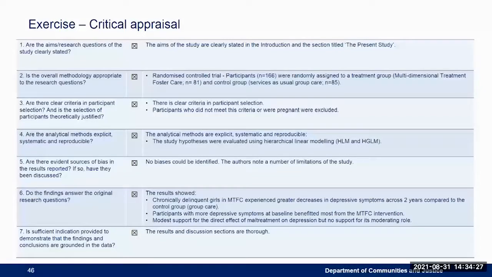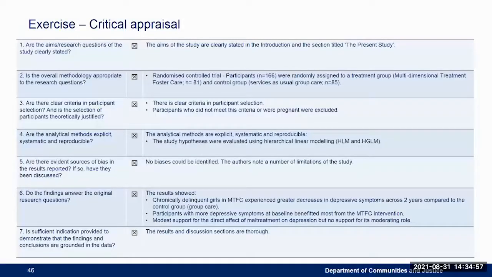Okay, is there any bias? So no, I didn't identify any biases in the article, but the researchers do note a number of limitations. The sample was selected for delinquency and not depression. Only 1 in 5 participants actually reached the clinical depression cutoff at trial. That means the findings may not be generalizable to girls with more complex mental health disorders or mood disorder diagnoses.